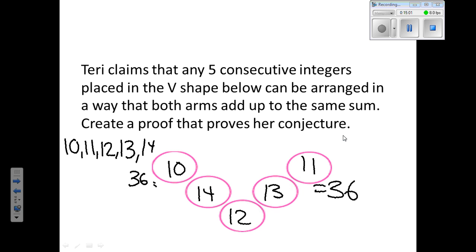So that equals 36. What I want you to do now is pause the movie and create a proof. So mathematically prove that this can be done. I don't want examples, I want a proof. What I want you to do is complete that and then we're going to go over it in class.